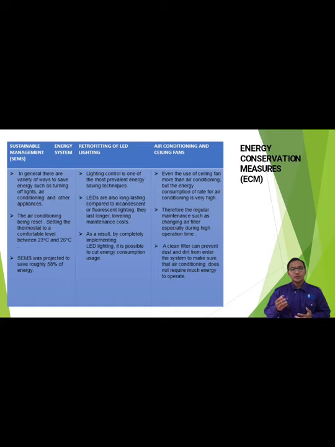It is also highly useful to save energy by setting the thermostat to a comfortable level between 33 degrees Celsius and 36 degrees Celsius. SEMS was projected to save roughly 58% of energy.